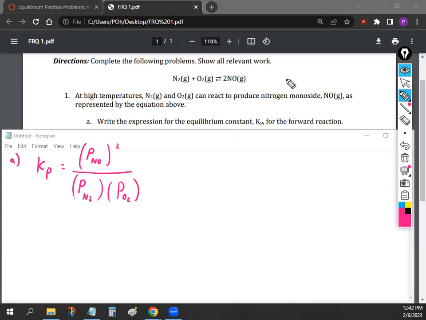So just a little notation thing that you guys should notice. If it is a gas, we're going to be working with pressure. If we are working with molarity, or aqueous stuff, we're going to be working with concentration. Okay, just a little notation stuff. Any questions about this one? Hopefully not too bad.